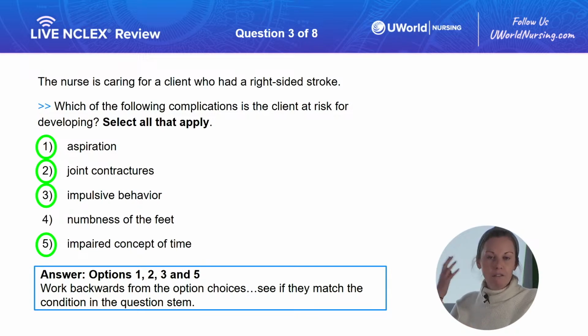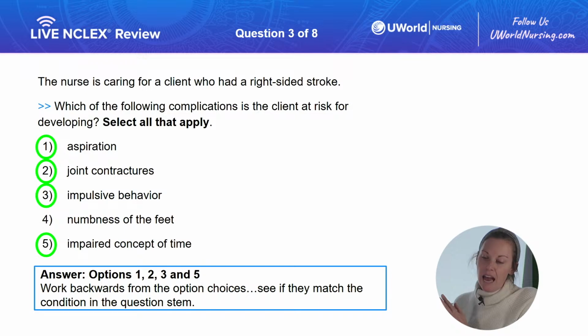Anytime we have a right-sided stroke, in terms of muscle, it's going to impact the left side of our body, and then vice versa. A left-sided stroke is going to impact the right side of our body. But knowing that, where it crosses is right here, in our throat. So we're always going to be worried about that risk of aspiration for any client that's experiencing a stroke.